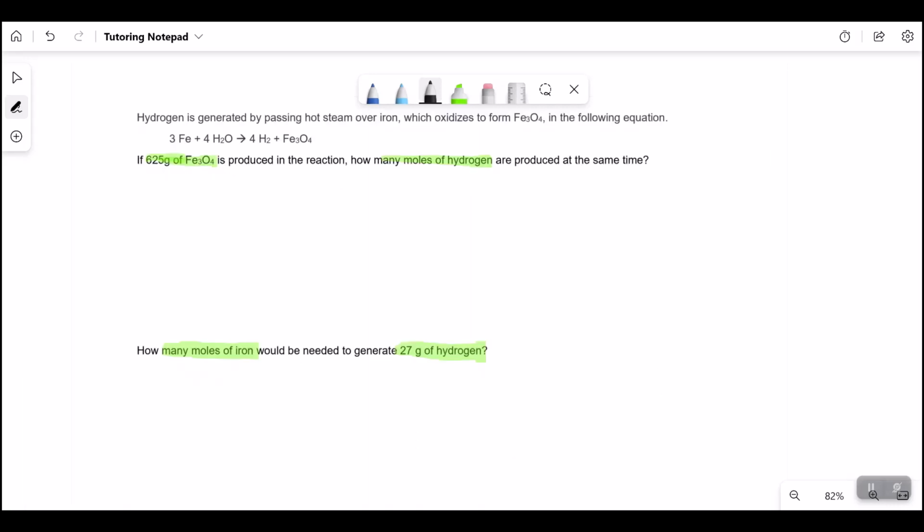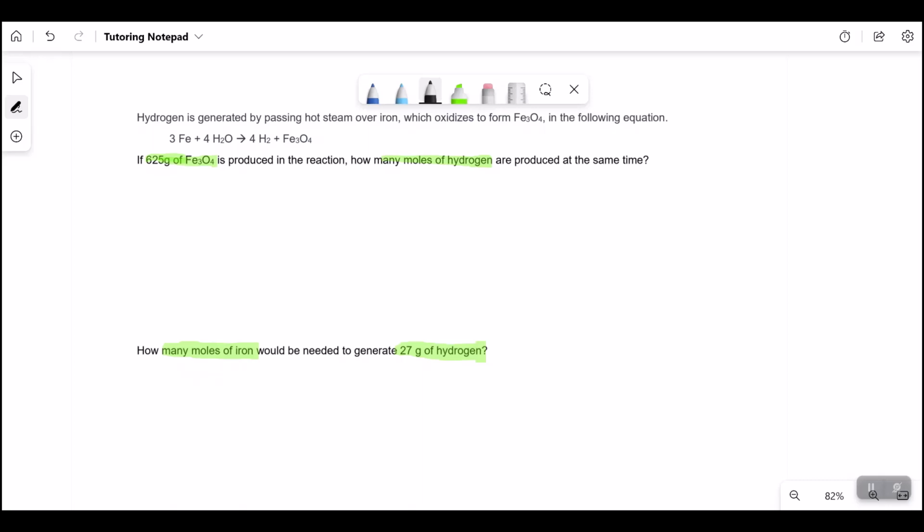So next, we're given that hydrogen is generated by passing hot steam over iron, which oxidizes to form Fe3O4, in the following equation. So we're given this balanced equation, which is already balanced for us. And then it asks on the first one, if 625 grams of Fe3O4 is produced in the reaction, how many moles of hydrogen are produced at the same time? So we are starting with 625 grams and we're going to moles of hydrogen.